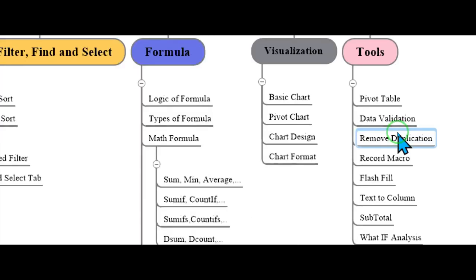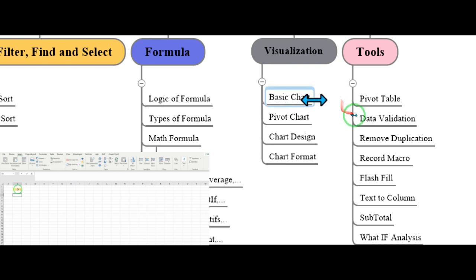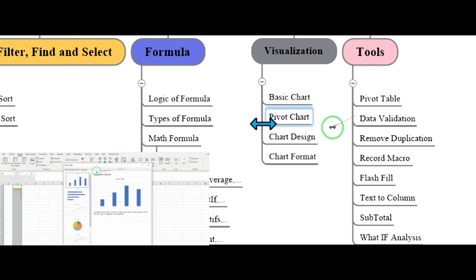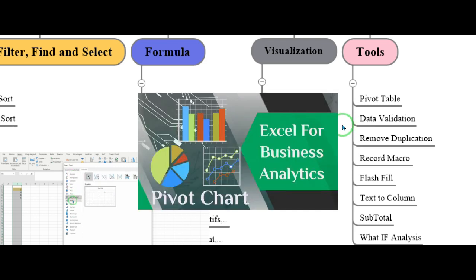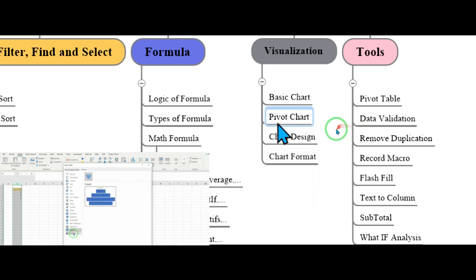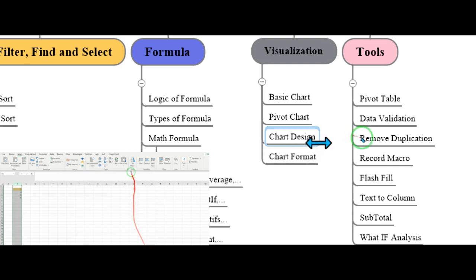Let's get through the 5th category, which is visualization. The visualization helps you to create charts, graphs, and other visual representations of data to better understand trends, patterns, and relationships. Here you should learn the basic charts, which you have in Microsoft Excel. Another super powerful tool is the pivot chart, for which we have provided a separate video. I put the link. You can go through and learn what a pivot chart is and how you can have it in your data, and then how you can have different designs and formats and customize your charts.